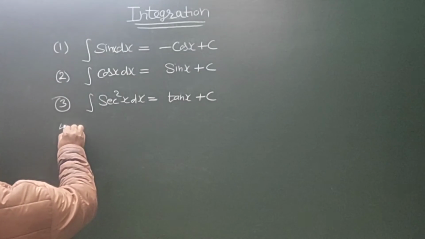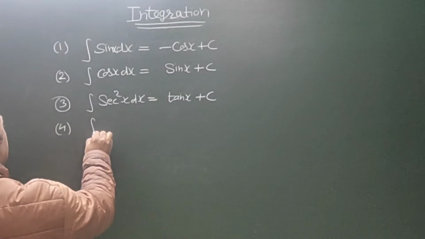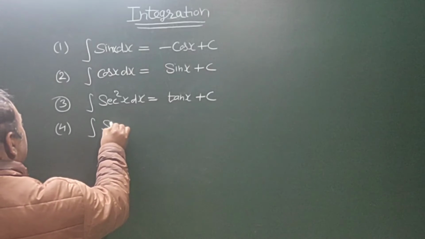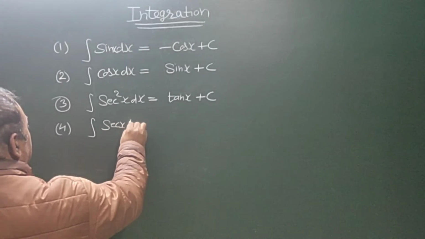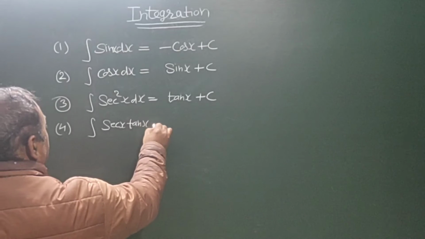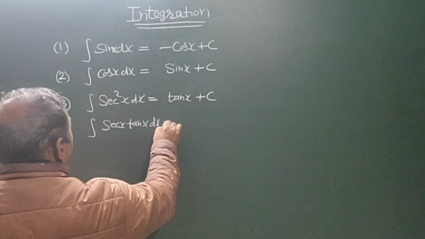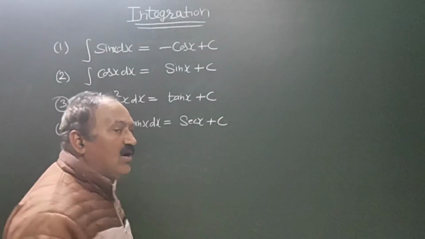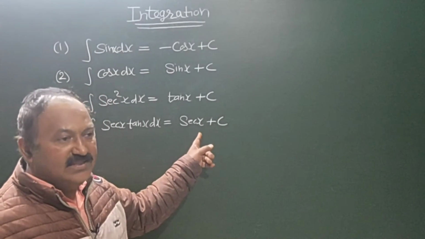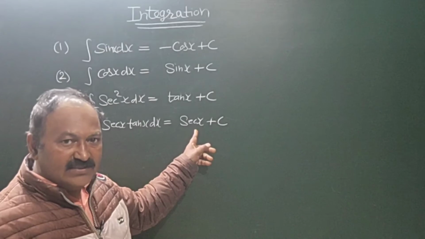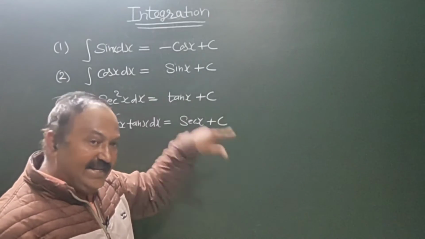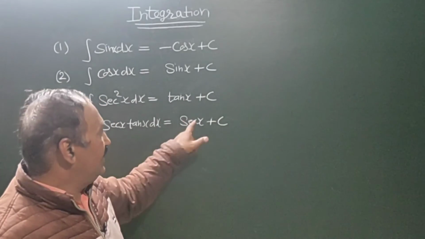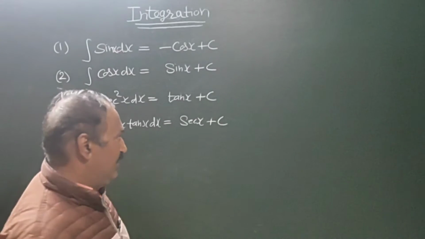And fourth is integration of secant x into tan x dx, that is equal to secant x plus c, because derivative of secant x is secant x into tan x, therefore integration of secant x tan x is secant x plus c.